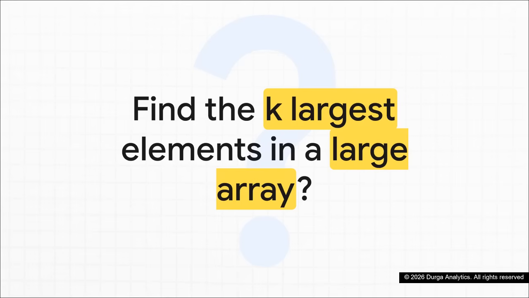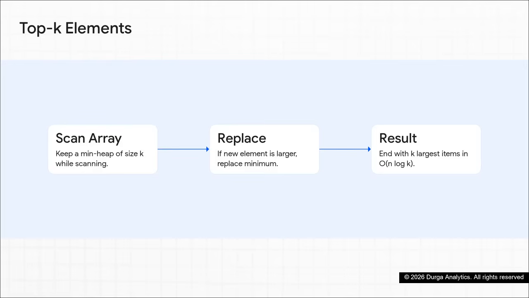As a senior engineer, your brain should instantly recognize this as a priority queue pattern. Here is the elegant, pro-level solution. You just keep a tiny min heap bounded to a maximum size of k. As you scan through that massive array, you check each element. If your new element is larger than the minimum element currently sitting at the top of your small heap, you just extract that minimum and insert the new guy. Once you finish scanning, that little heap holds exactly the k largest items.